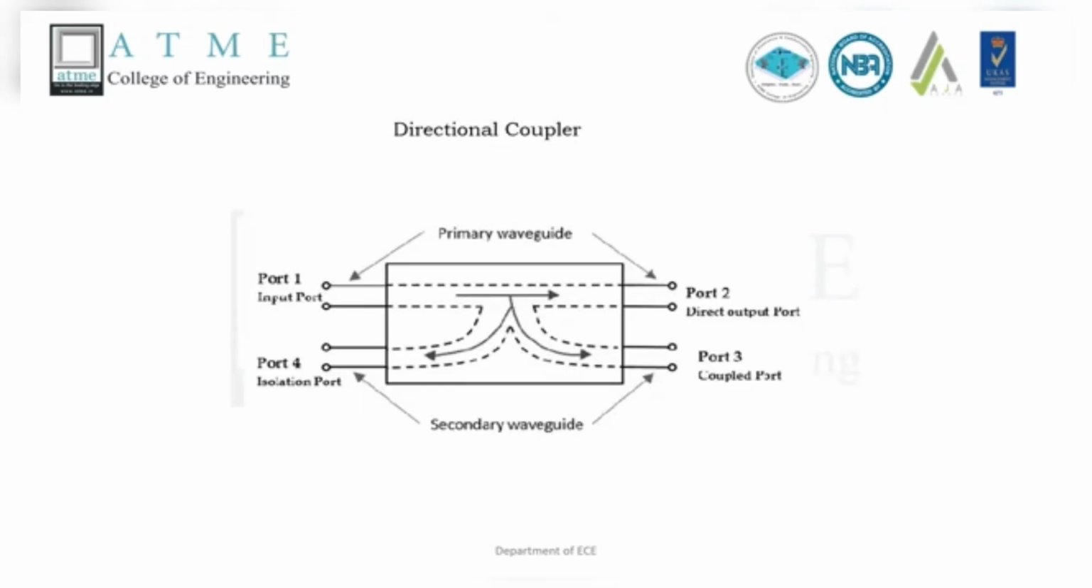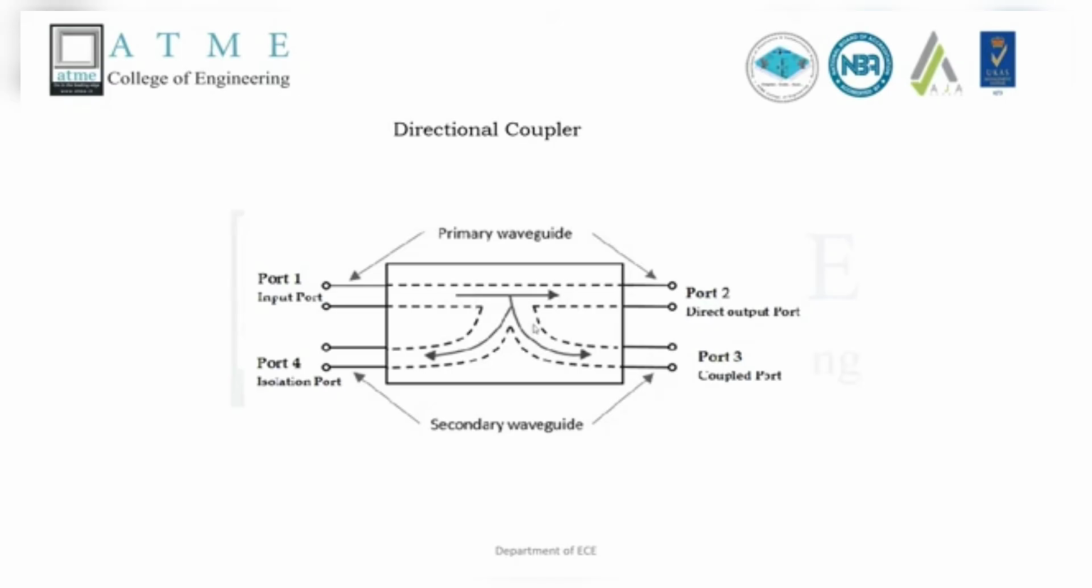And coming to the theory of the directional coupler, a directional coupler is a 4-port reciprocal passive network. The basic function of the coupler is to sample power flowing in one direction in a transmission line and reject the power flowing in the opposite direction.